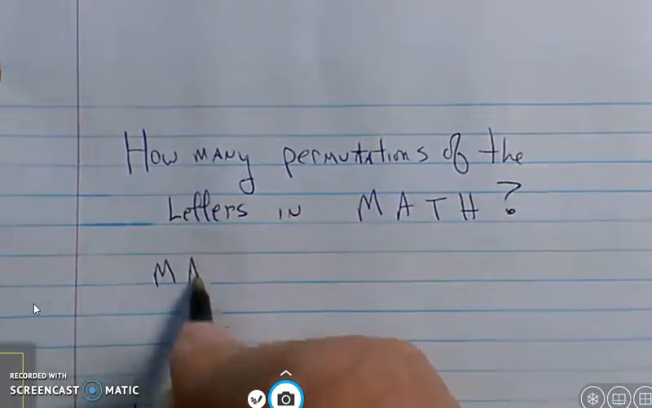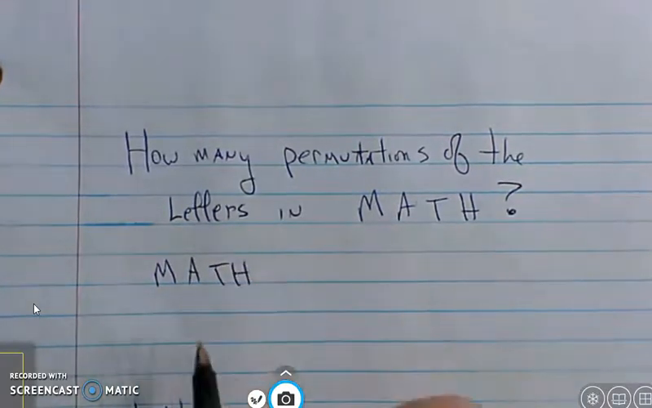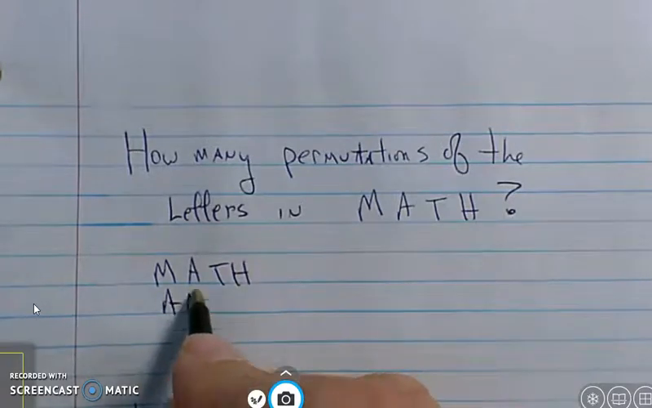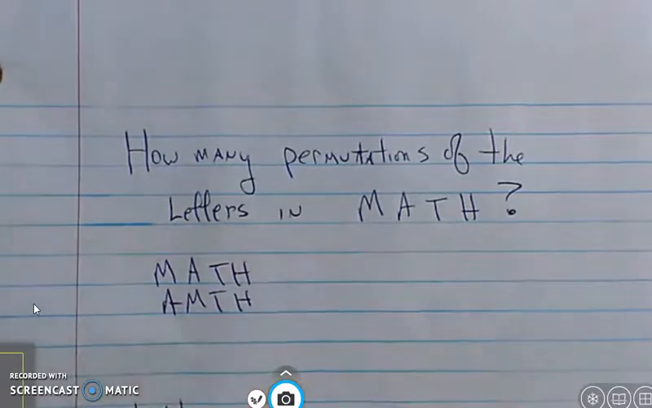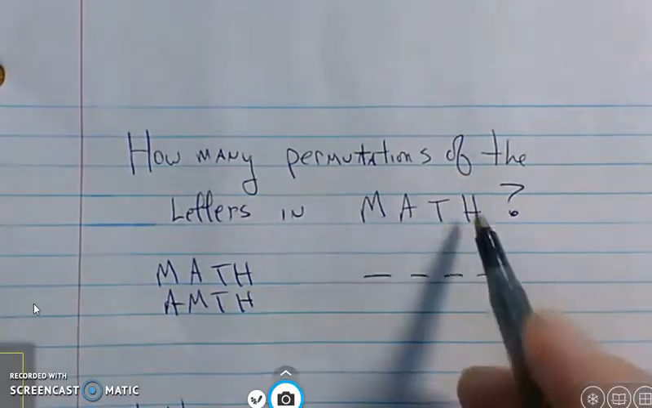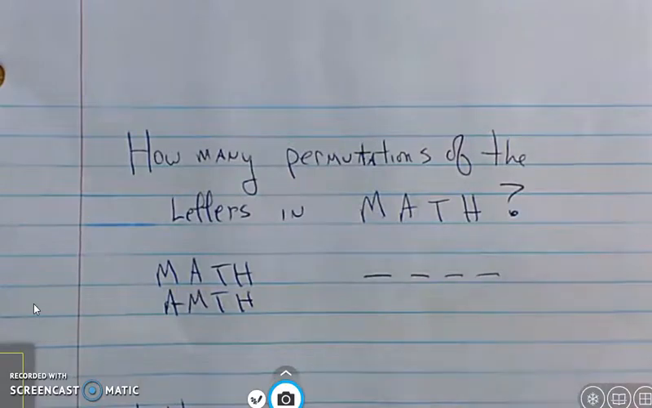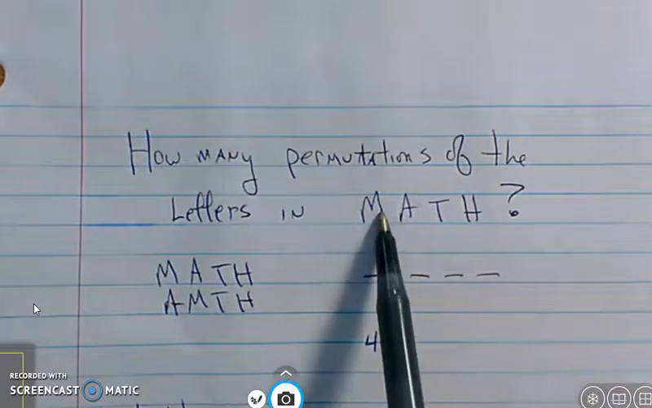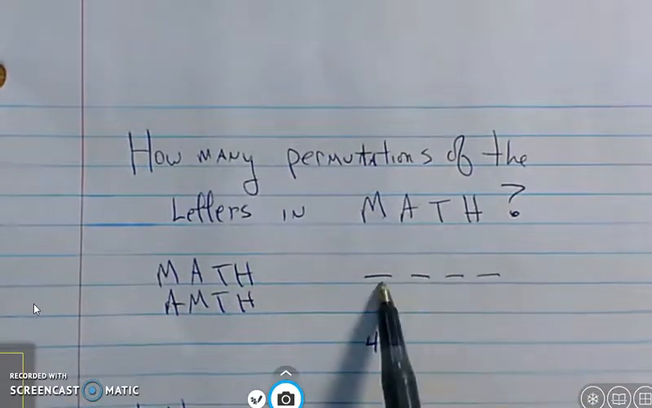So for example, M-A-T-H is one word and A-M-T-H is another word. Even though AMTH isn't really in the dictionary, in mathematics, AMTH would be a different word because they are in two completely unique and different orders. So basically, I have 1, 2, 3, 4 spots, and I need 1, 2, 3, 4 letters. So like we did yesterday, that's going to be a permutation. I have 4 available letters, 1, 2, 3, 4, and I have 4 places I'm using.